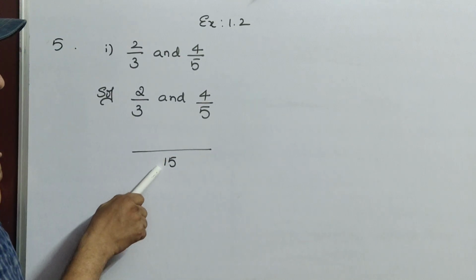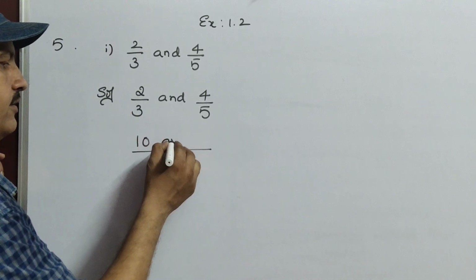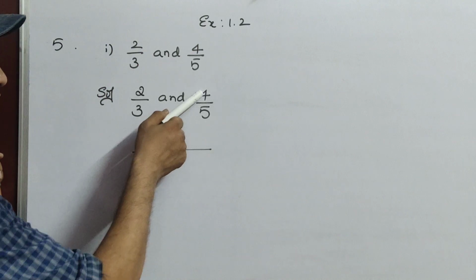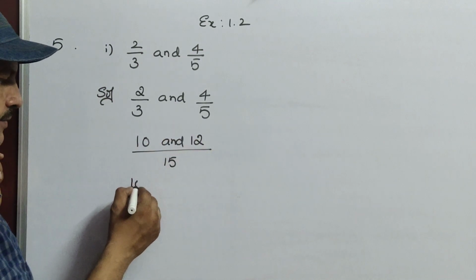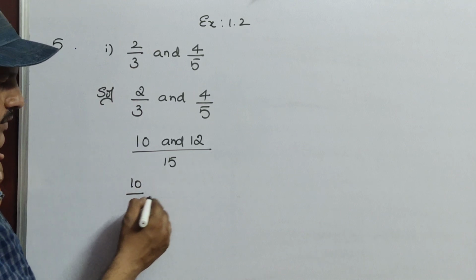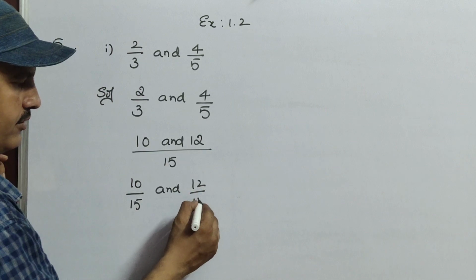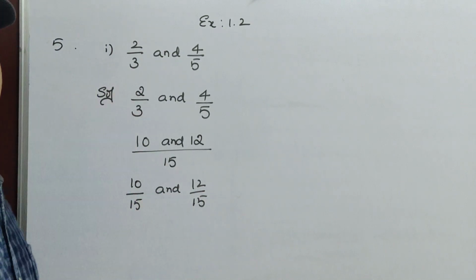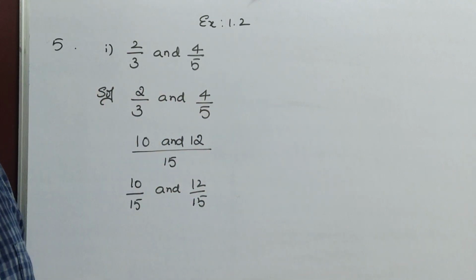In the 3 table, 15 is 5 times. 5 2s are 10. And in the 5 table, 15 is 3 times. 3 4s are 12. So 10 by 15 and 12 by 15. So after 10 comes 11, 11 by 15 only. So we are getting only 1. But how many did he ask? 5 he asked. So to find 5, what to do now?